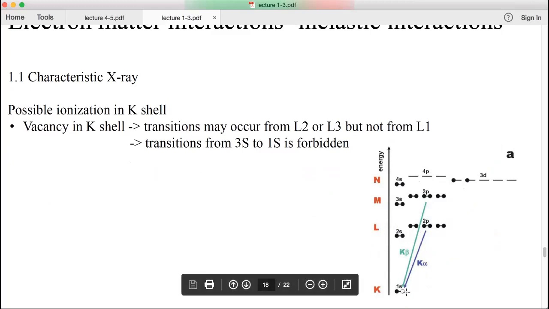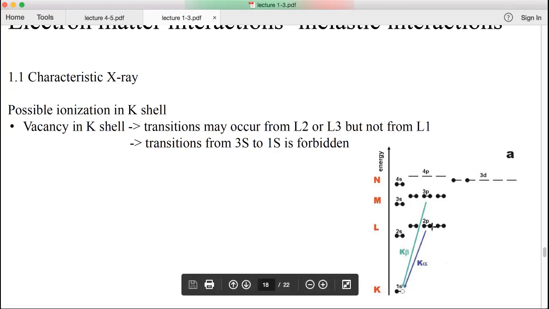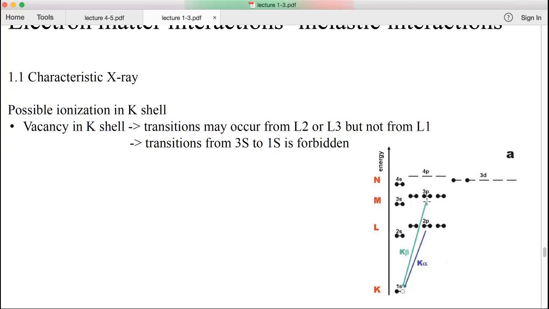So you have a possible ionization in K shell. That means the incoming electron has provided enough energy to ionize this element. Its ground 1s electron is now completely removed, so you have a vacancy here. This vacancy can be filled from L shell or M shell or N shell, likewise it can go on.